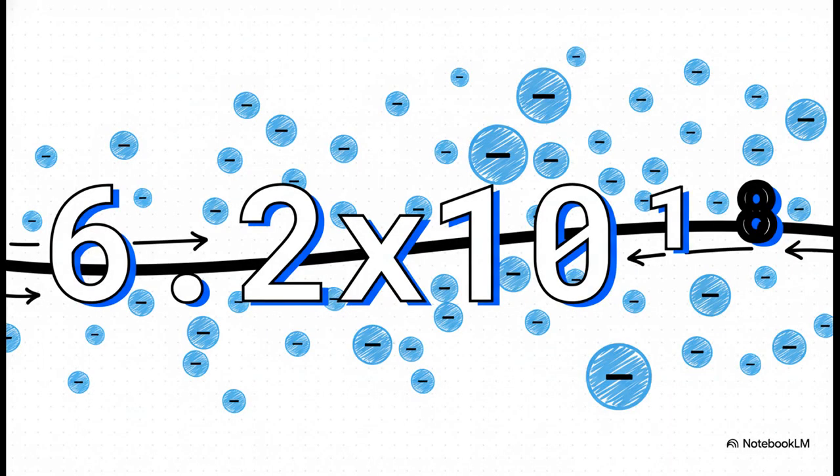So just how many electrons are we talking about here? Brace yourself, because this number is absolutely mind-blowing. A current of just 1 amp means that 6.2 quintillion electrons are zipping past a single point in that wire every single second. Let me say that again. That's over 6 billion billion electrons. It's just an insane amount of traffic on that tiny one-way street.